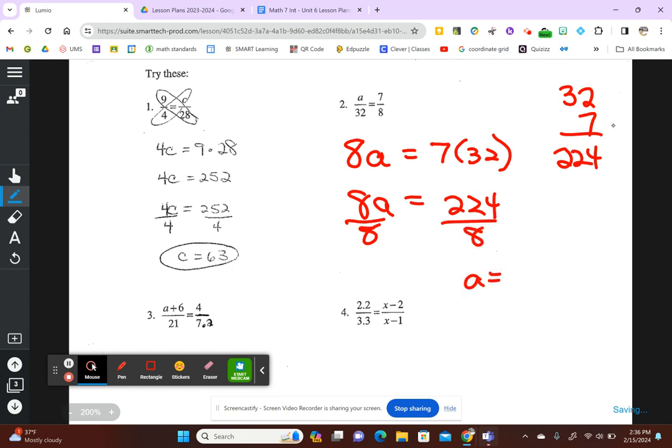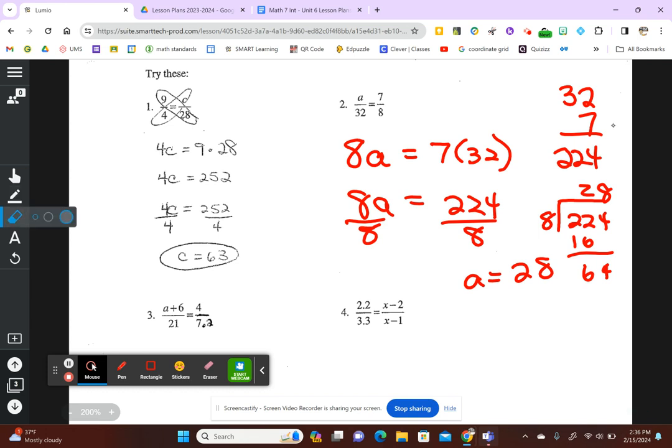and 8 goes into 22. So I'll do it this way, 224. 8 goes in twice, which is 16. 8 goes into 64 8 times. So the answer is 28.